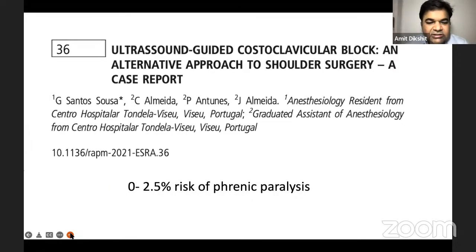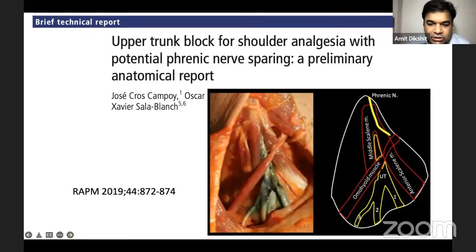Costoclavicular block is the safest to cause no phrenic paralysis. So if I am asked to do a phrenic sparing strategy, my choice would be a costoclavicular block with combination of a posterior suprascapular nerve block. And as you can see, this posterior SAP arrangement and upper trunk block again is the strategy.